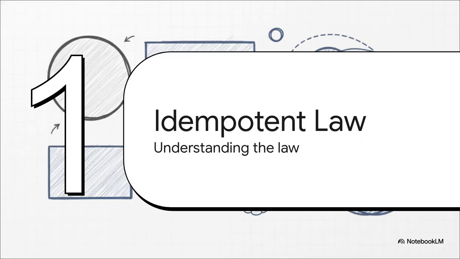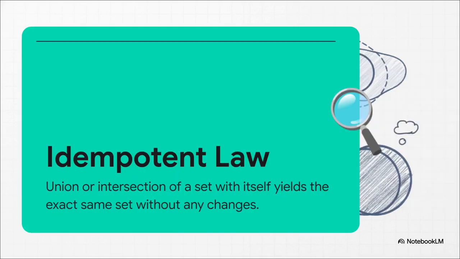Next up, Section 3, Idempotent Law, Understanding the Law. So, the idempotent law basically translates to the rule of self-repetition. It states that performing a union or intersection of a set with itself yields the exact same set, with absolutely no changes. I know, idempotent sounds like this incredibly heavy piece of mathematical jargon, but honestly, it basically just means repeating an operation multiple times without changing the initial result. Doing it once has the exact same effect as doing it 100 times.